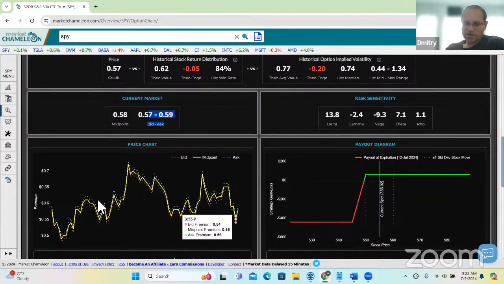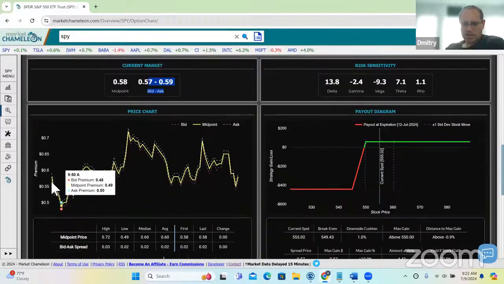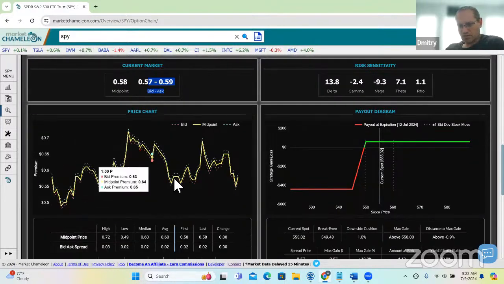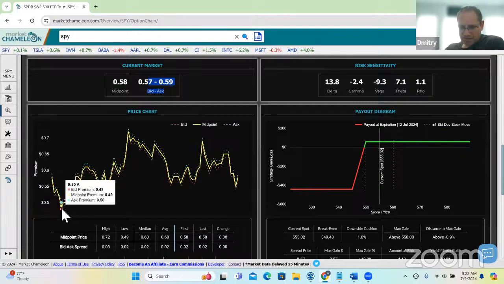This yellow line here shows us how the spread moved around yesterday. Then we have this little red dotted line and green dotted line. That shows us the bid of the spread. The green one shows us the ask of the spread. And the midpoint is the yellow line. These are snapshots, so keep in mind we're looking at mark to market.